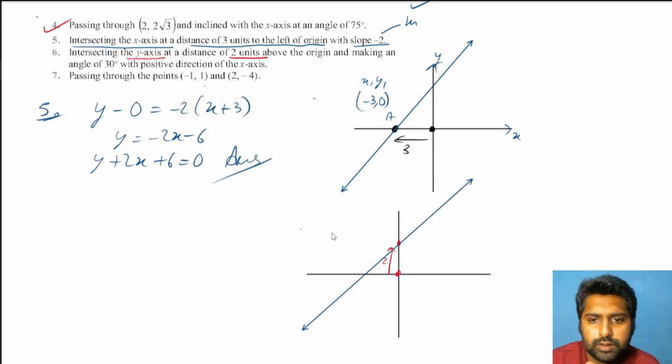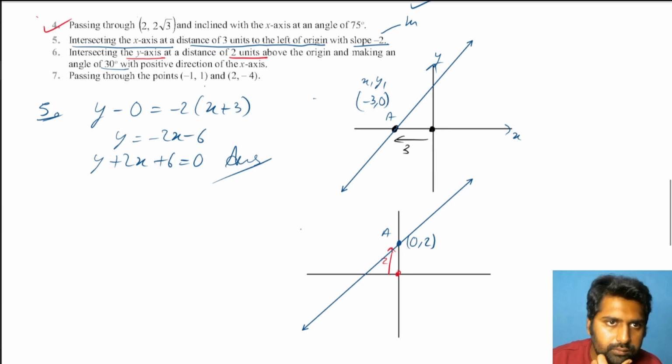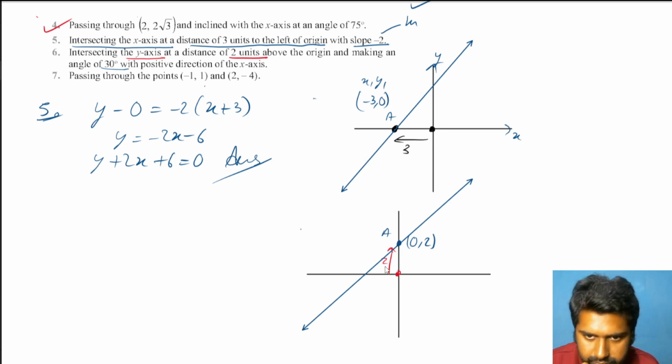Okay, so again, if this point is 2 units above, what is the coordinate of this point A? 0, 2. Okay, we know the coordinate. Now we need slope. He's saying and making an angle of 30 degree with positive x-axis. That means he's talking about this one. Let me erase this first of all. Okay, he's talking about this angle.